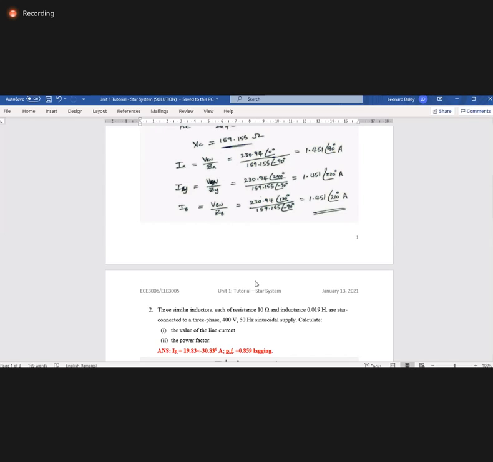Let me give you a hint. When the system is balanced, you only really need to find what is happening in one phase. So if the loads are the same in each of the phases, you only really need to find what's happening in one phase.